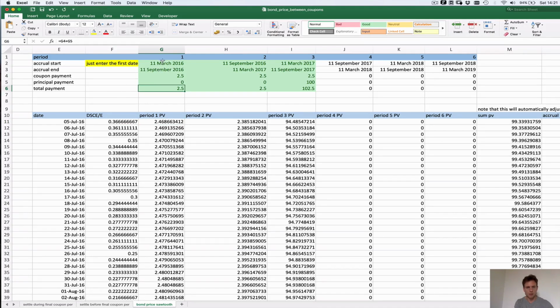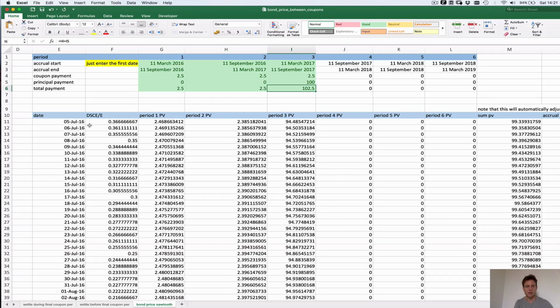So we say period 1, this accrual period starts on the 11th of March, and it ends on the 11th of September, and the coupon payment is going to be $2.5, and the total payment is therefore 2.5 because there's no principal. The next period begins on the 11th of September, ends on 11th of March, again just pays the coupon 2.5. Because we said it matures after period 3, this accrual period starts on the 11th of March, ends on the 11th of September, and it pays $100 in principal, so your total payment is 102.5.